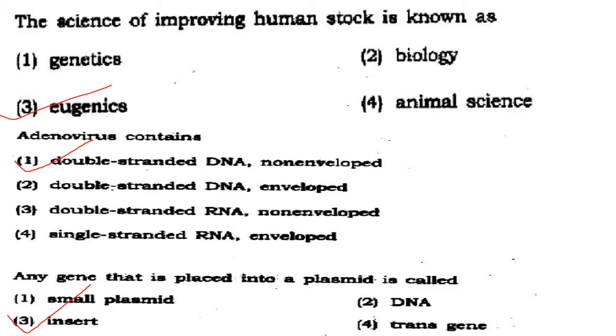Any gene that is placed into a plasmid is called option 1 small plasmid, 2 DNA, 3 insert, and 4 transgene. And option 3, insert.